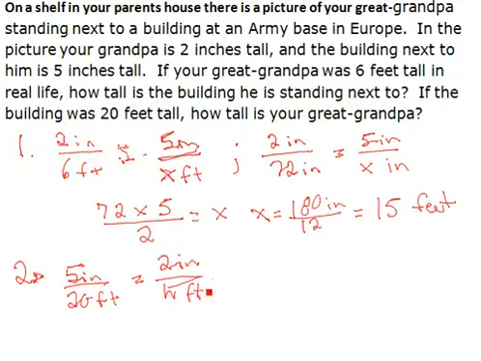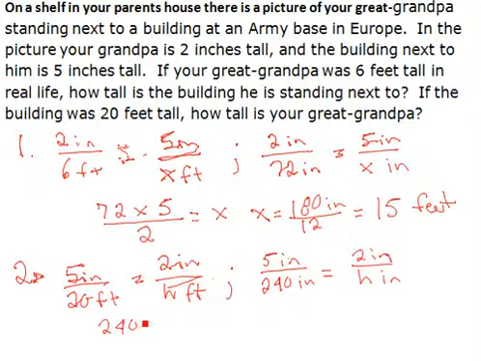So we need to, again, get them all in terms of inches. So we got 5 inches over 240 inches equals 2 inches over h inches, your grandpa's height. Again, 240 times 2 inches, that's our cross multiplying there, over 5 inches, that's our dividing, equals h.